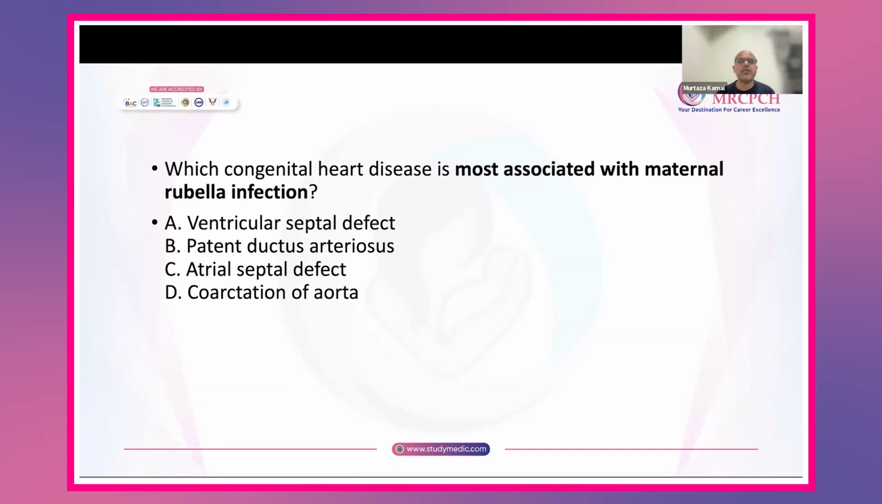For maternal rubella syndrome, we should be aware of the maternal diseases or the maternal medicines which will be causing congenital heart disease. So maternal rubella, first option PDA. If there is PS, you can mark PS also. Mostly peripheral PS.